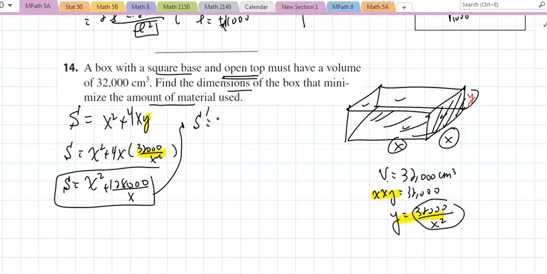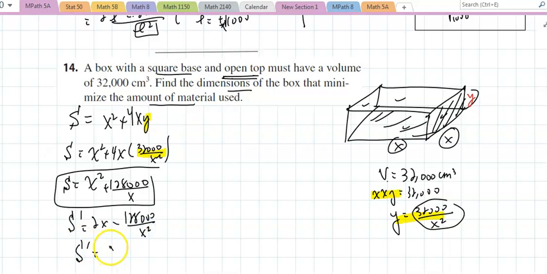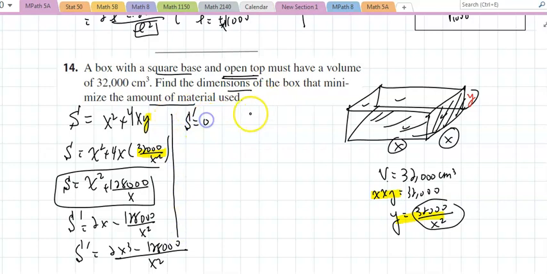S prime is going to, you know what? Let me make use of this. If I take s prime right there, that would be 2x minus 128,000 over x squared. And s prime is going to equal 2x cubed minus 128,000 all over x squared. So if I was to ask, where is s prime equals 0? Where is s prime not exist? When the denominator equals 0, well, that's when x equals 0. That's useless. You know, just don't create the box.